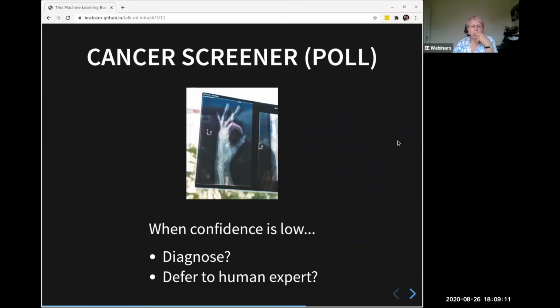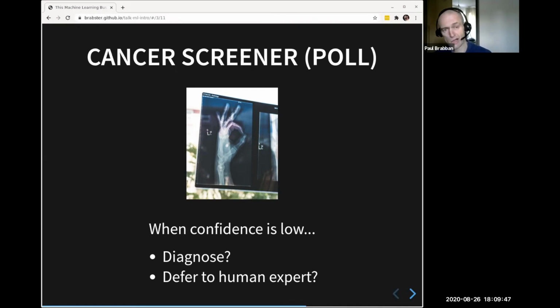Okay. Excellent. So 7% said diagnose anyway, and 94% said defer to a human expert. Which, again, makes a lot of sense to me. My default intuition would be to defer to a human expert. I think it's interesting to think about why we think that though. Is it because we think the human expert is going to make a better job? Or is there an element of culture in there, in that when we're not sure, we would like a human to take responsibility for making a decision? I'm not sure it's necessarily clear-cut which it is.